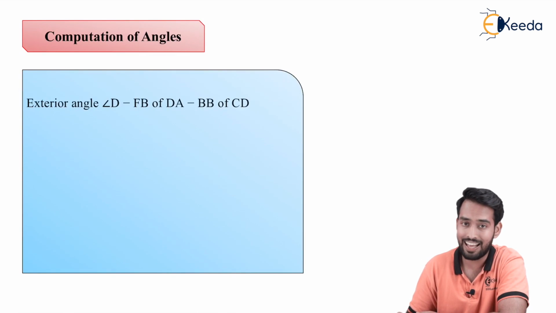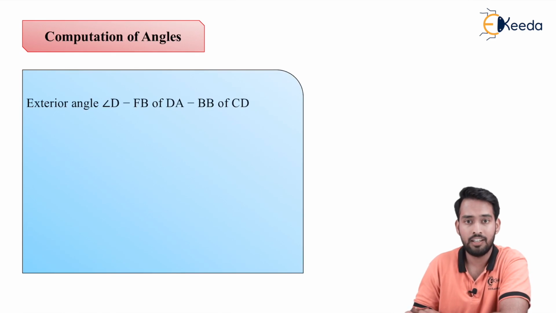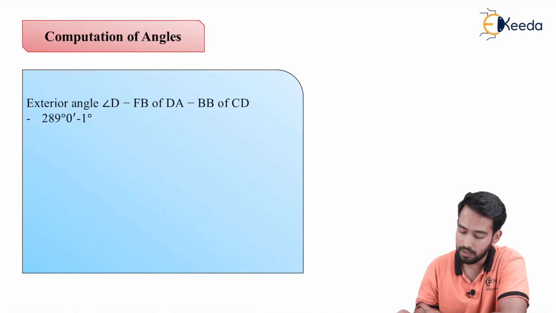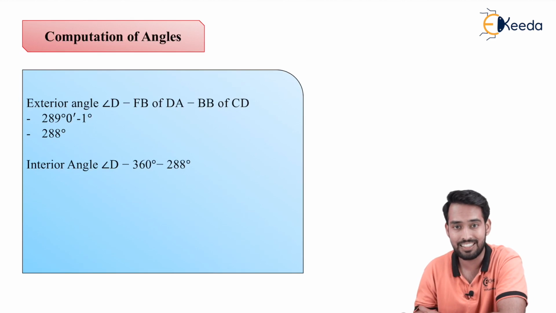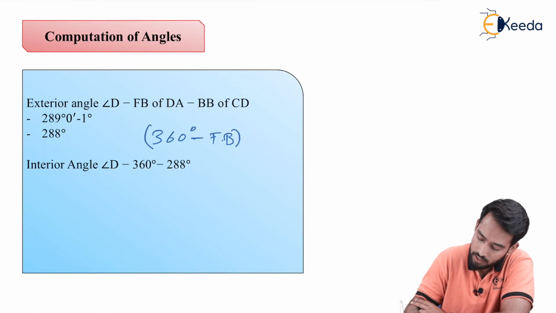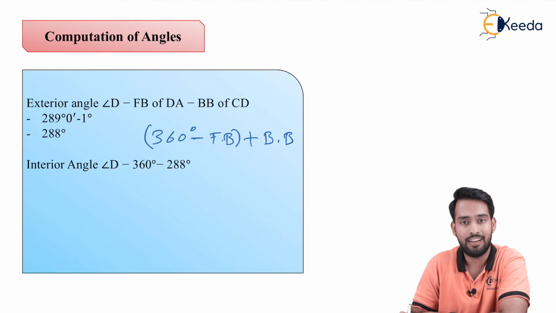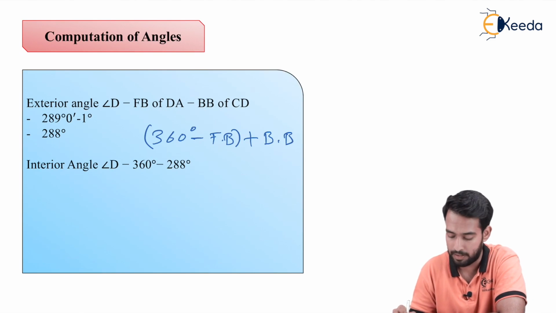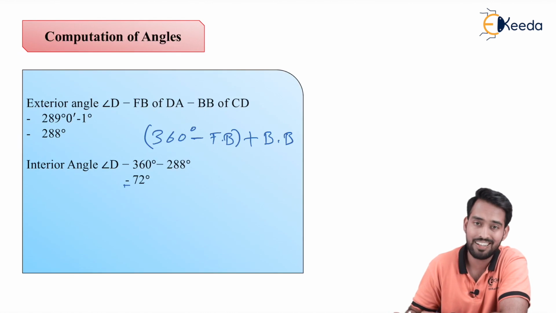For the last angle, angle D, if we calculate from backbearing and forebearing, it will give us the exterior angle, but we require the interior angle. So what rule do we have to apply? We have to subtract the angle from 360 degrees. So the rule is 360 degrees minus forebearing plus backbearing, as the forebearing is greater than the backbearing. So in this case, we will get the answer equal to 72 degrees.